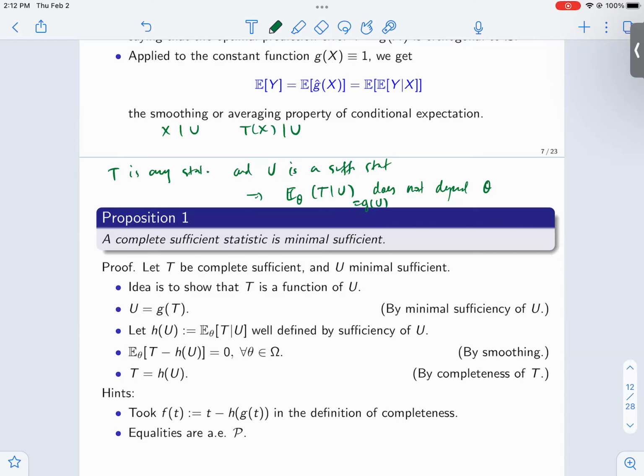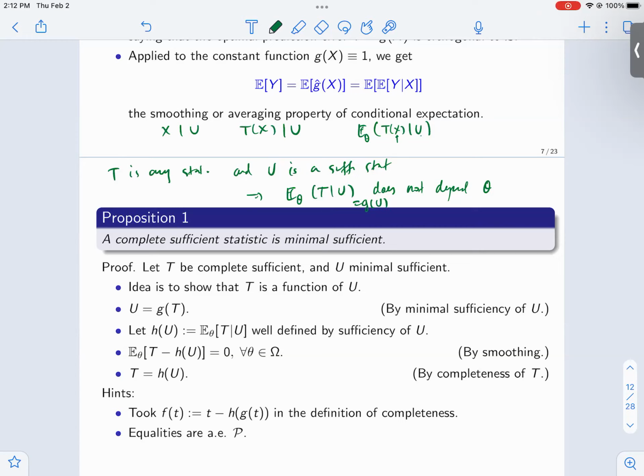Okay, so there is this x implicit here, right? If you make it explicit, it becomes more clear. So E theta of t of x given, let's say, u. The distribution of x given u does not depend on theta, so t of x given u also does not depend on theta. The only thing you need here is sufficiency of u and the fact that t is a statistic. Okay, so hopefully this is now clear.